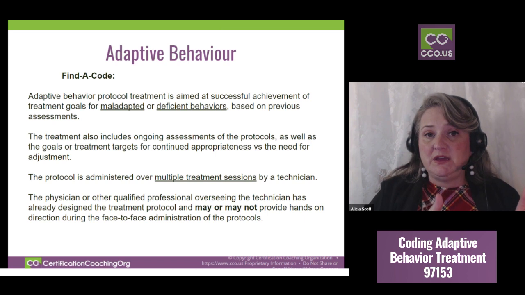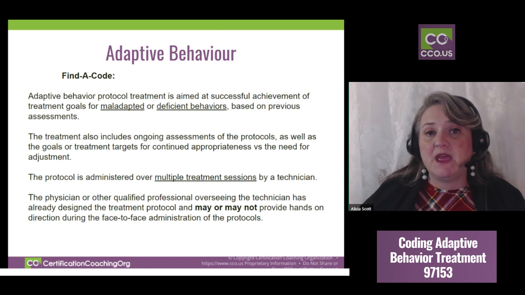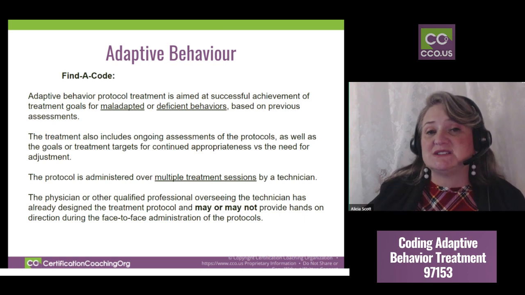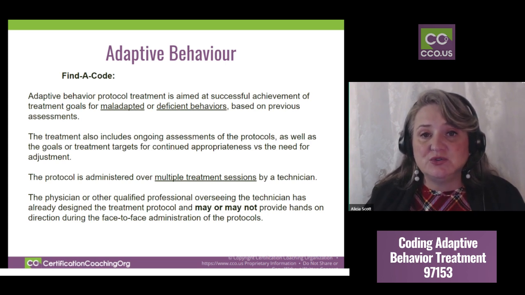The treatment also includes ongoing assessment. So we have the protocol in place, we have a goal in place, and we need to assess them every week to see how they're doing, or reassess every time that they achieve this goal. Then what's the plan after that goal's made? As well as goals or treatment targets for continued appropriateness versus the need for adjustment.